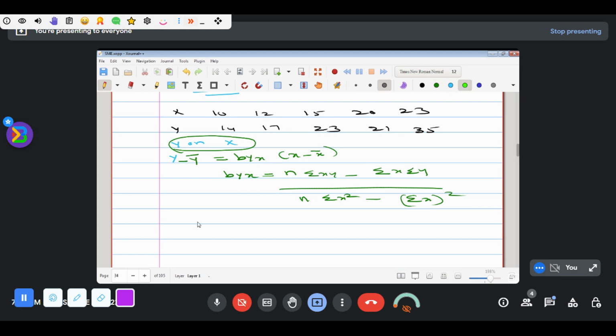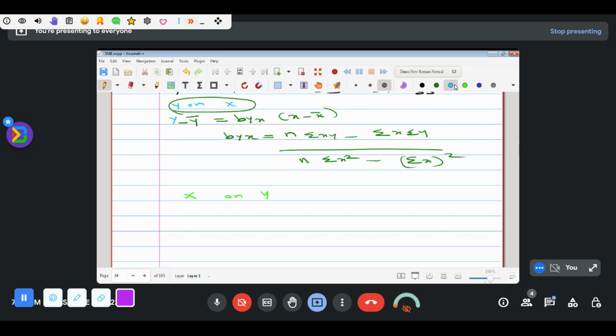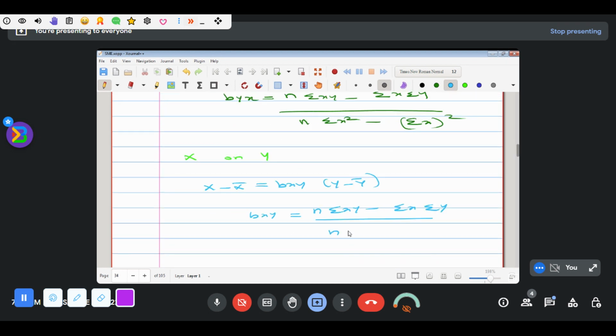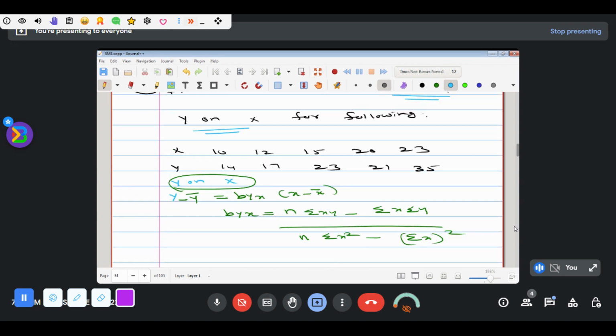Similarly, we can write the x on y formula. What is the formula here? x minus x bar equals bxy into y minus y bar. And bxy equals n into summation xy minus summation x into summation y, divided by n into summation y squared minus summation y the whole squared. This is the formula.